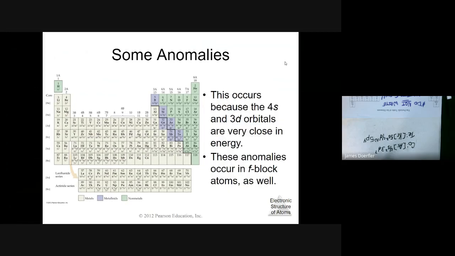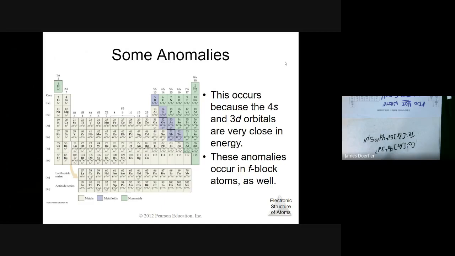So the 4s and 3d are very close in energy. That's why they can kind of get away with it. You can have 10 in your D, I'll just have one in my S. No biggie. But this doesn't occur only in the D block. There are some that occur in the F block as well. I try to avoid giving you questions that deal with these anomalies because you'd have to memorize them, and I just don't want you to have to put that on your plate.